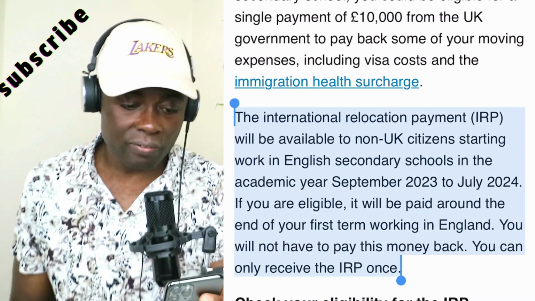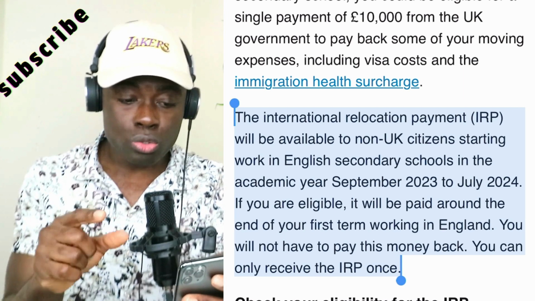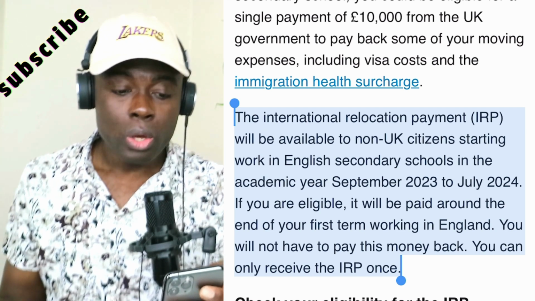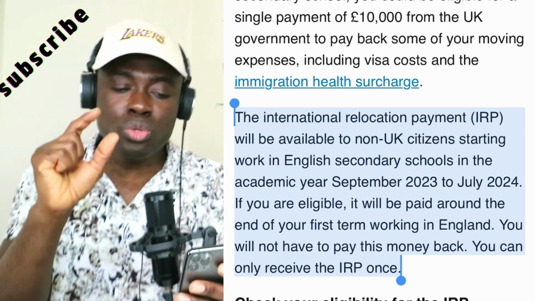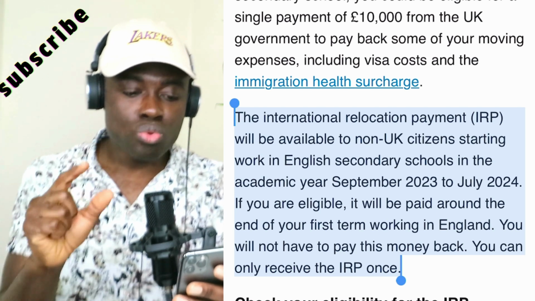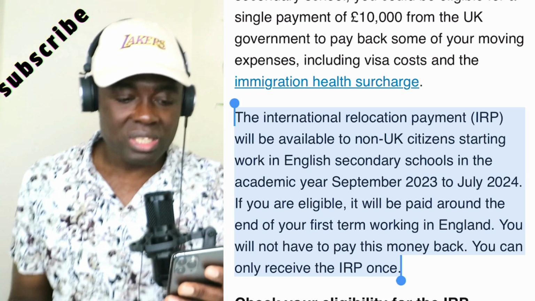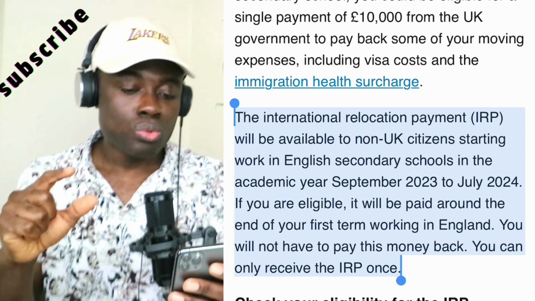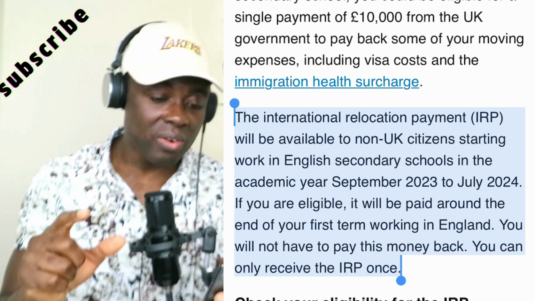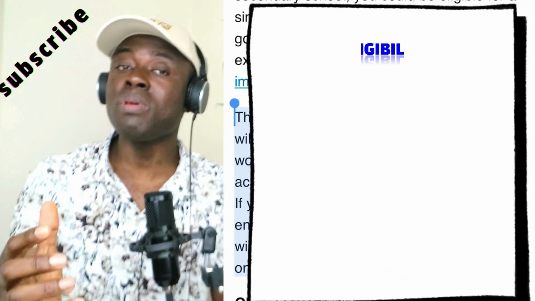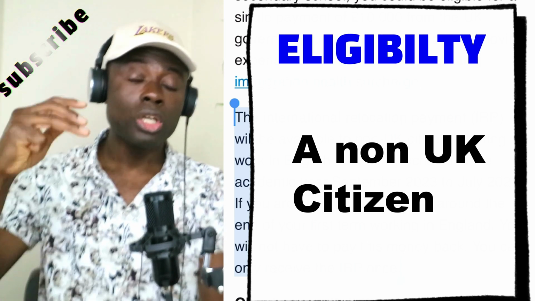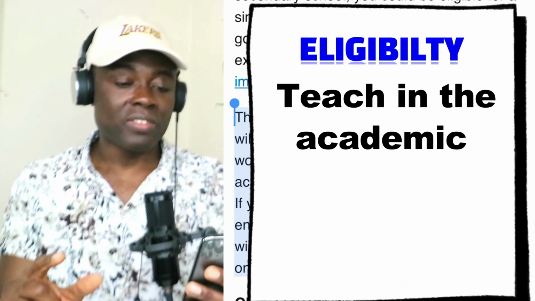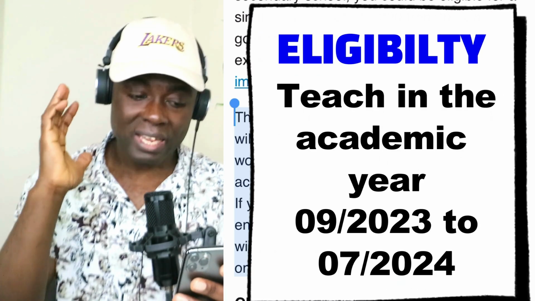Now guys, let's look at further information, okay? There is other important information here. So what they are also stating on this website is the international relocation payment will be available to non-UK citizens starting to work in English secondary schools in the academic year September 2023 to July 2024. This is very important, okay? So you should be a non-UK citizen. You should be teaching in the academic year September 2023 to July 2024. Guys, bear this in mind.